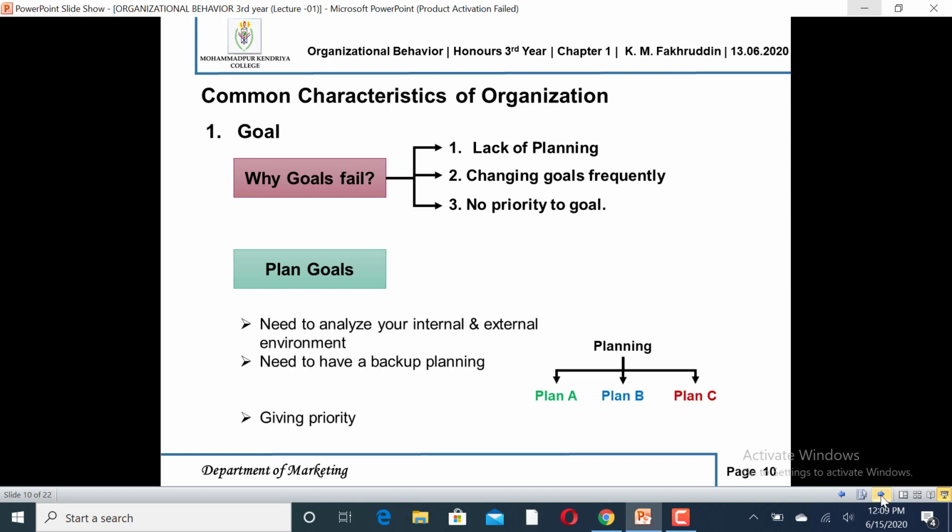But planning goals indicates the need to analyze your internal and external environment, the need to have backup planning, and giving priority. Example, plan A, plan B, plan C. If plan A fails, then you can go for plan B, and if plan B fails, then you can take plan C.